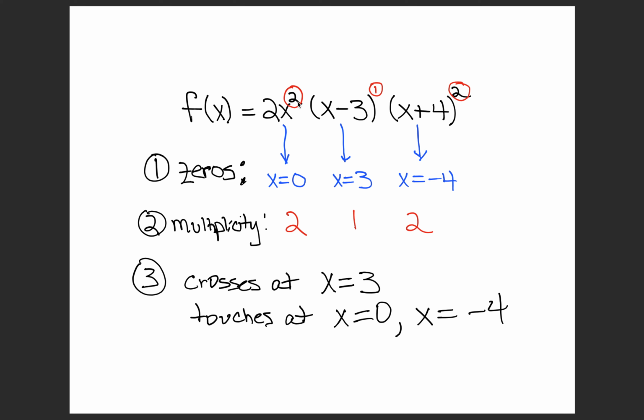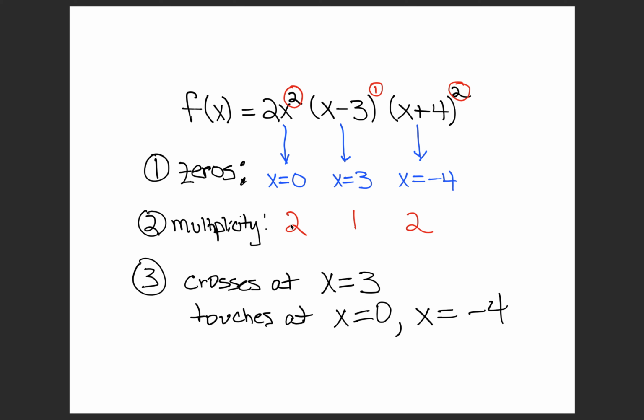For the multiplicities, again, we're going back to the degrees of the expressions. So 0 originates from x, which is raised to the second, so 0 has a multiplicity of 2. x equals 3 comes from x minus 3. There's no explicit power, so we have first degree, and so x equals 3 has a multiplicity of 1. As for x equals negative 4, this stems from the square of x plus 4, so negative 4 has a multiplicity of 2.